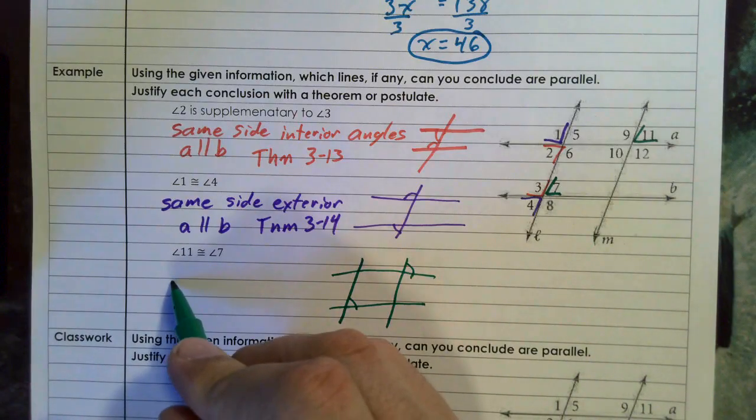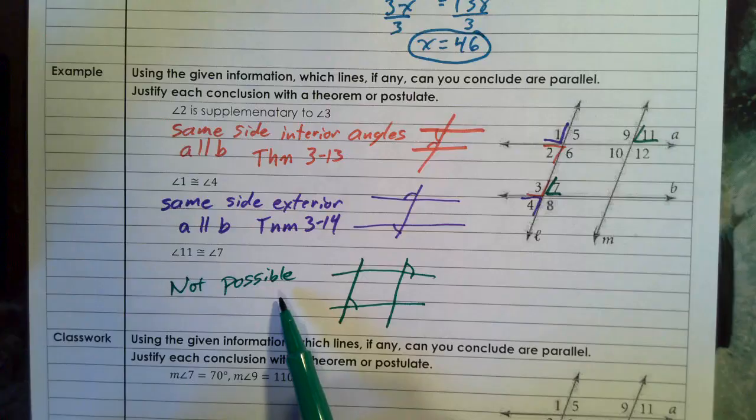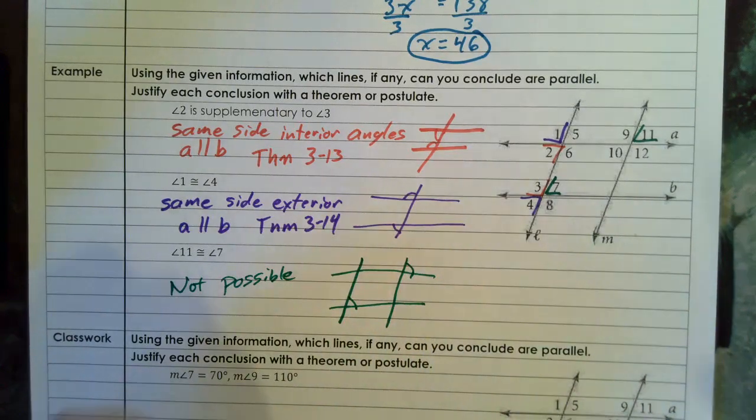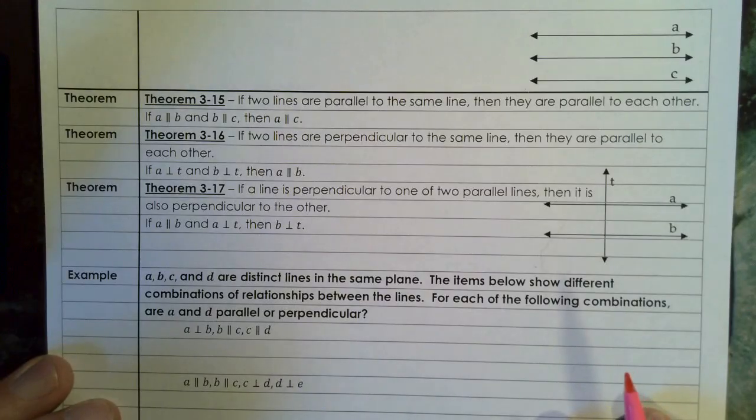So this one is just not possible because there's just too many lines here. We should only have 3 lines like what we've got up here. When I make that shortened diagram, I still end up with 4, which is too many to prove anything.